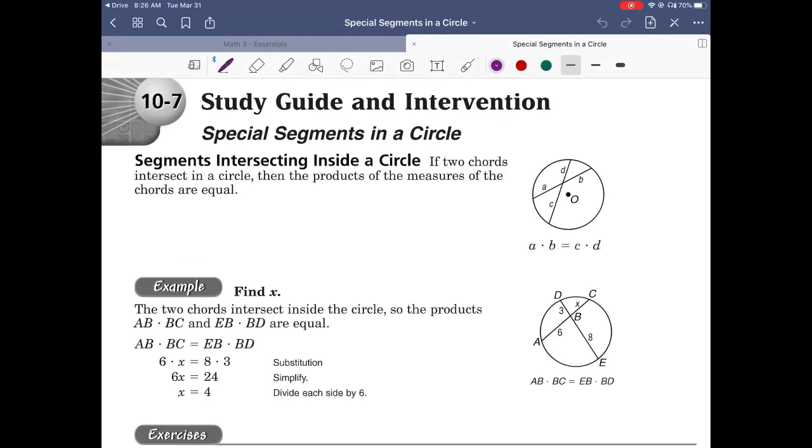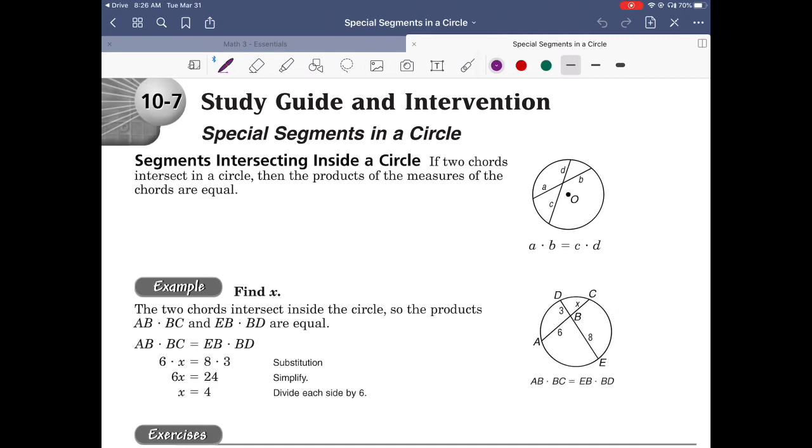Good morning. Today we're going to talk about some of the segments in a circle. So the first one is if we have two chords. Remember, a chord is a segment that goes from side to side of a circle. It can go through the middle. If it goes through the middle, it's a diameter. Otherwise, it's just a basic chord.